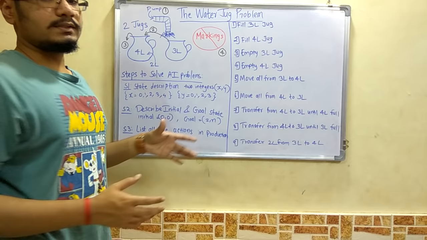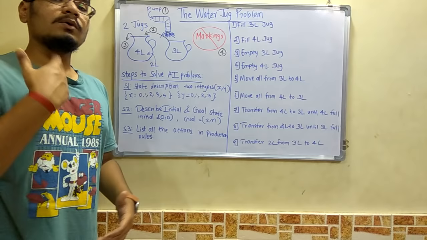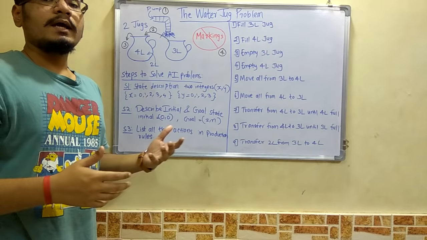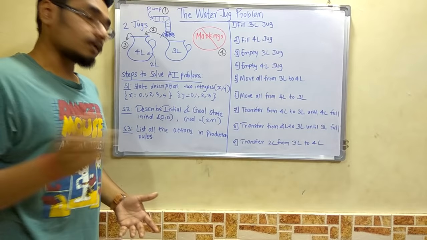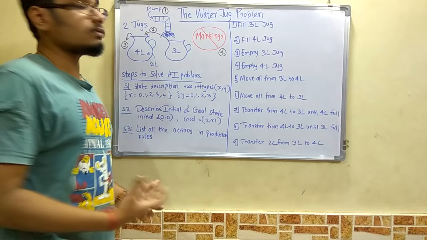The next step is to list all the actions which are going to be performed in this mechanism of filling, pouring and spilling out the water. So there are some operators. These operators are called production rules in the water jug problem. There are 9 production rules for solving the water jug problem. Let us see each one of them.